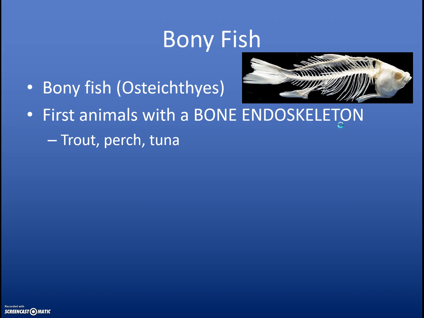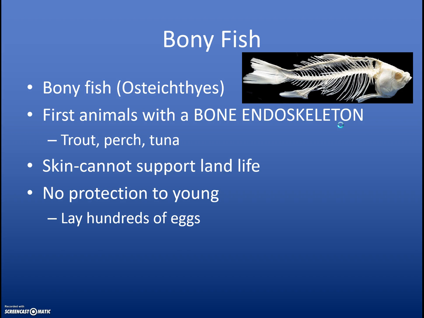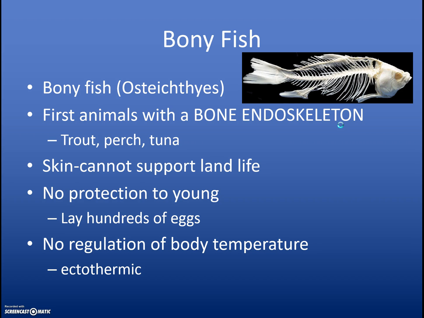Now our last class of fish is the bony fish, the osteichthyes. These are the first animals with a bone endoskeleton. This is different from the echinoderms, whose endoskeleton had bony plates and did not extend throughout the entire body. In the bony fish, we see the bony skeleton that extends from the head region here all the way to the tail region. So the entire skeleton is made of bone.